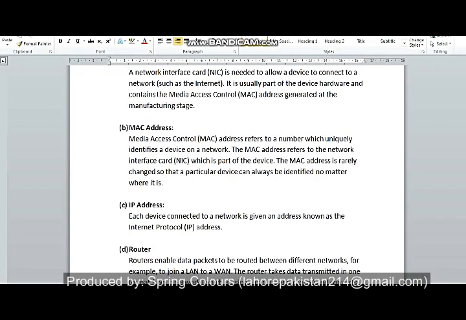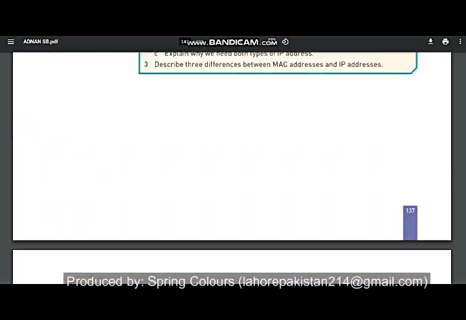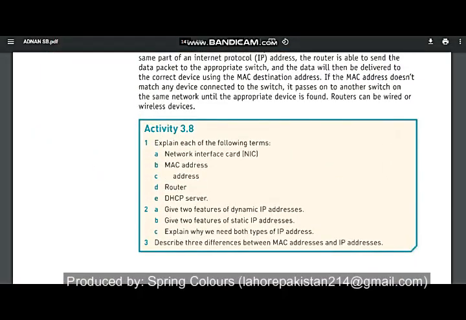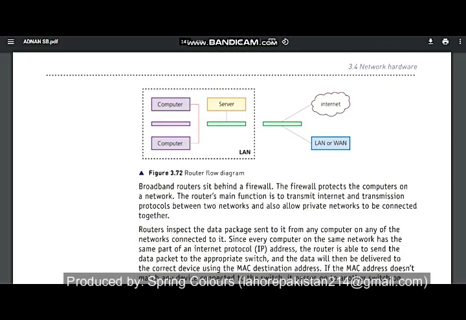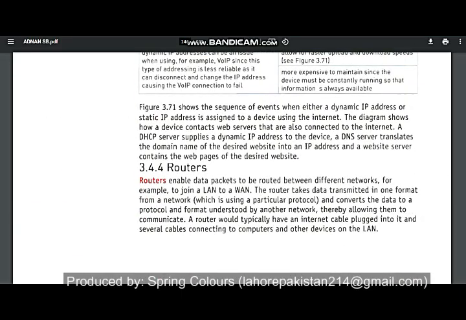I have also written the same answer, that each device connected to the network is given an address known as IP address. Next comes the definition of a router. A router is a device that connects two LANs together. So this is the definition. It enables data packets to be routed between different networks.